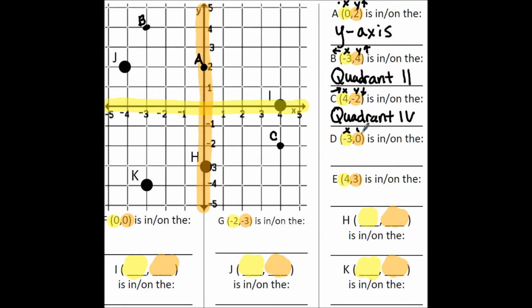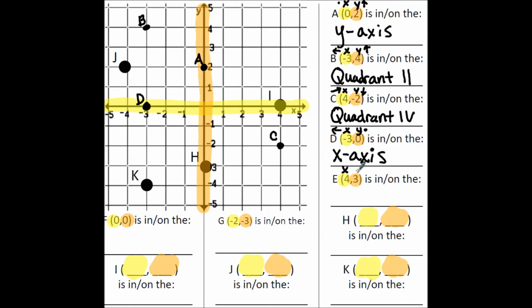For point D, we have our x-coordinate and then our y-coordinate, and our x-coordinate is negative, so we're going to move to the left, and our y-coordinate is 0, so we're not going to move at all. So we're going to go to the left 3 and make a point, because we're not moving up and down, and label that as point D. Now point D is on that horizontal, or x-axis.